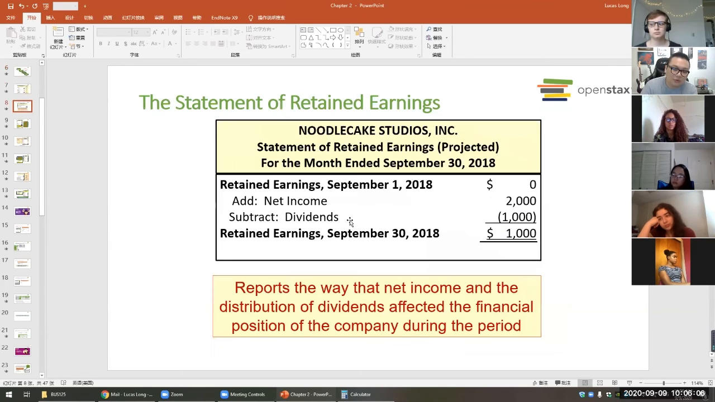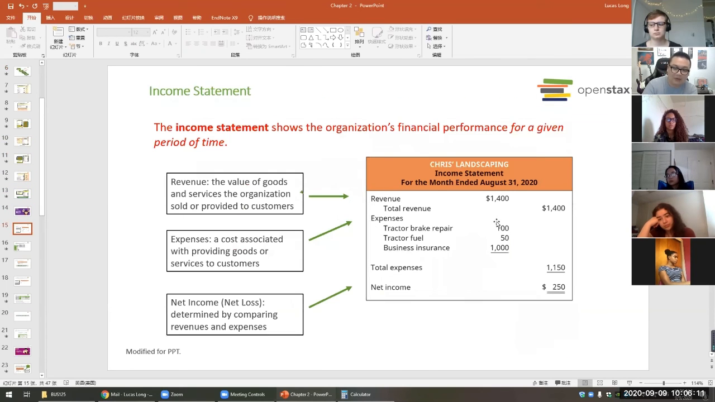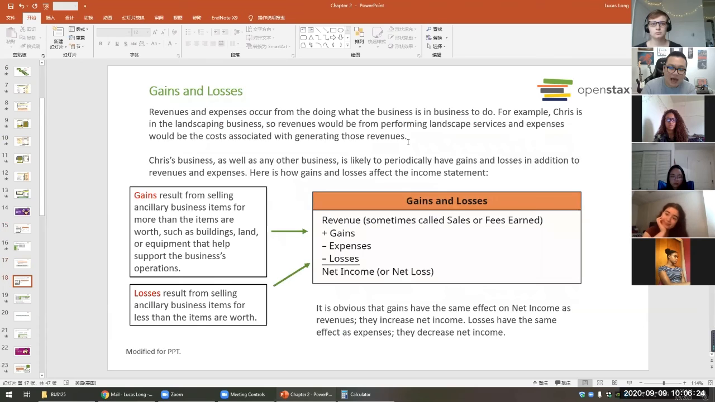But I do hope you can understand the basics of the income statement right here. If I give you the information, you should be able to write a very basic income statement, because this is the first step for you to do anything. So we're starting at the very beginning. That will be all for this chapter.